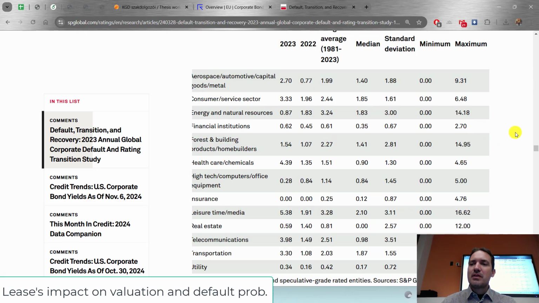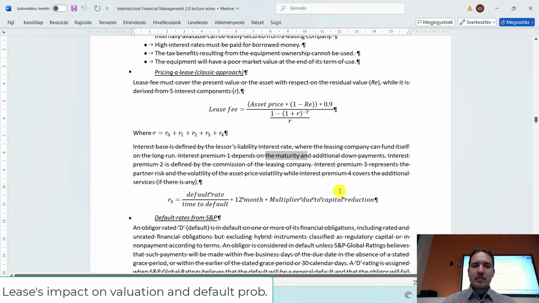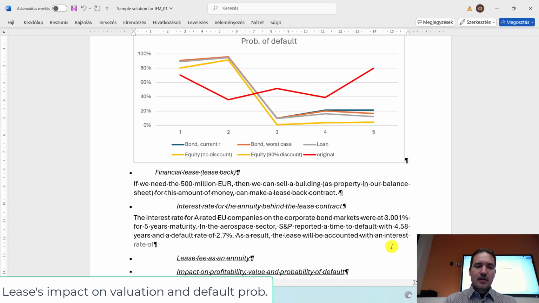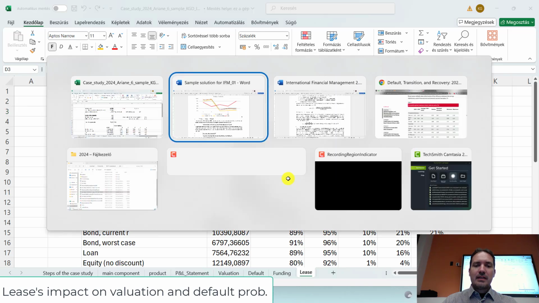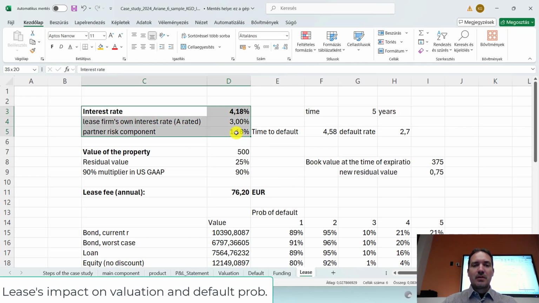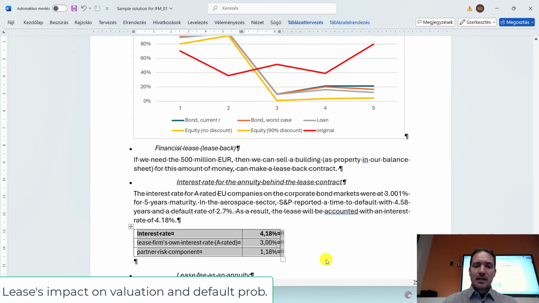Unfortunately we can't copy and paste this one. Whatever. So yeah, time to default was the rate of this levels. As a result, the leads will be accounted with an interest rate of something percent, 4.18%. Also, we will add the precise calculation as well, because people like tables.